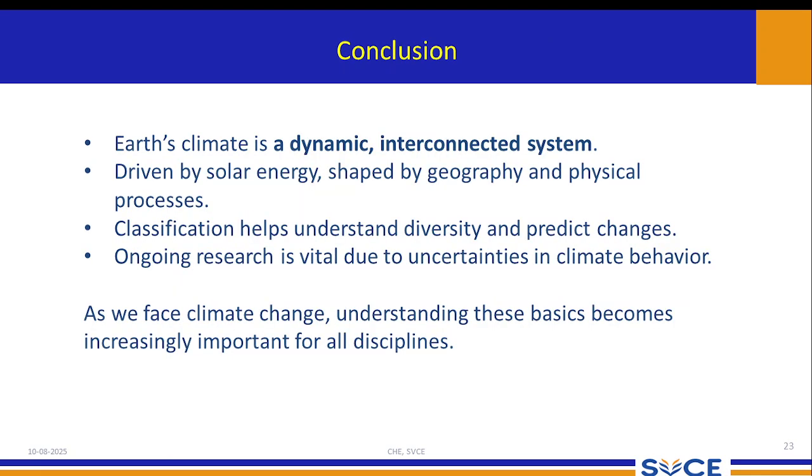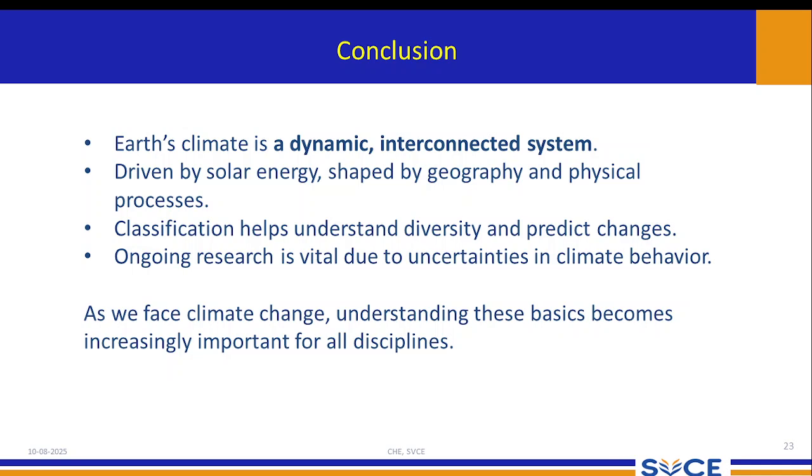Okay, conclusion. The conclusion of today's lecture is that Earth's climate is a dynamic, interconnected system. It is not dependent on only one thing; it is interconnected, like how an engine has different parts interconnected. Once everything is interconnected properly, only then does the engine work so that the vehicle moves. Similarly, for humans to survive in this atmosphere, we depend on an interconnected system, and the earth's climate is dynamic. Humans, living things, and any other creature on the planet depend on the earth's climate.